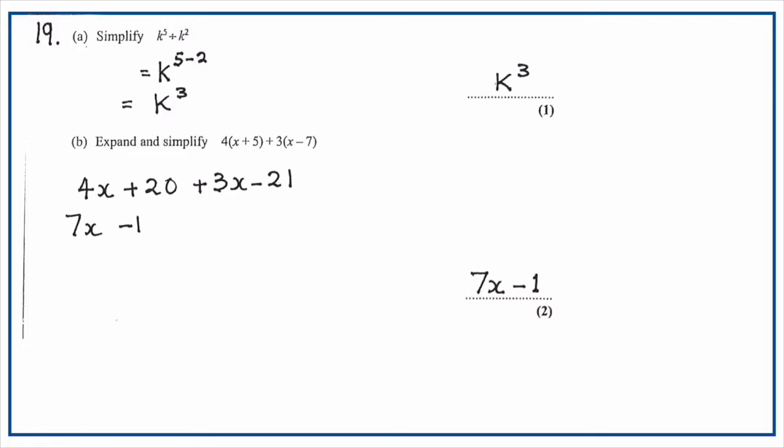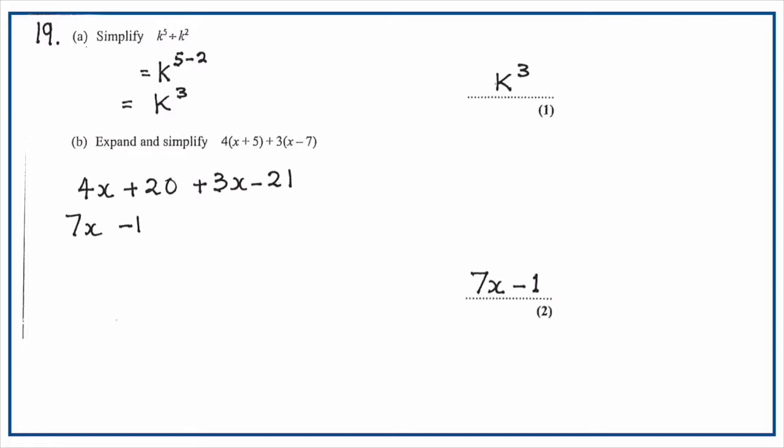19b, expand and simplify 4(x plus 5) plus 3(x minus 7). So let's expand. 4 times x is 4x. 4 times plus 5 is plus 20. Plus 3 times x is plus 3x. Plus 3 times minus 7. Plus times minus is minus. So it's minus 21. Let's collect like terms.